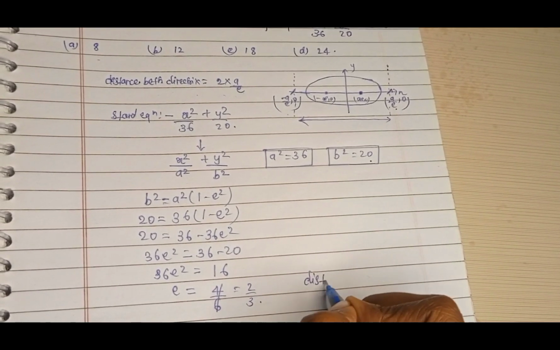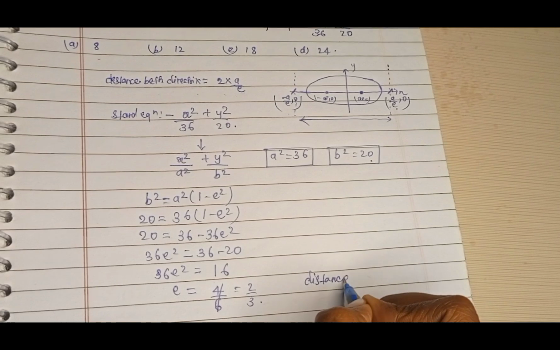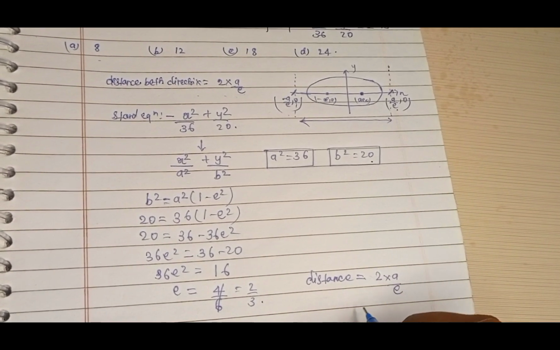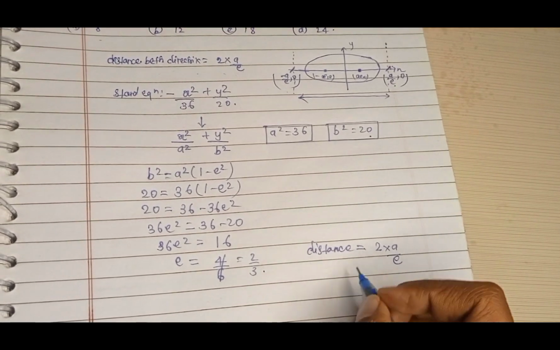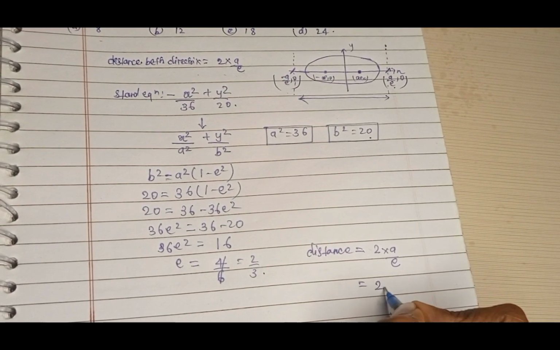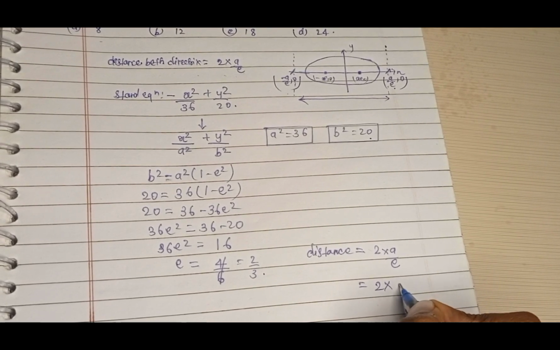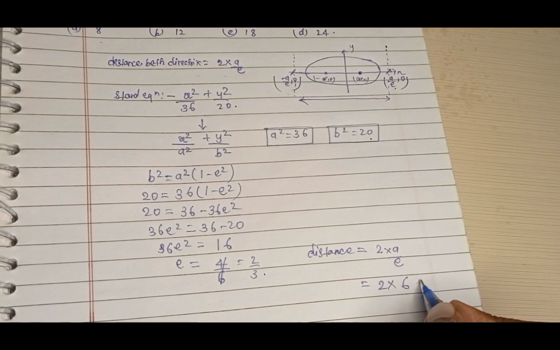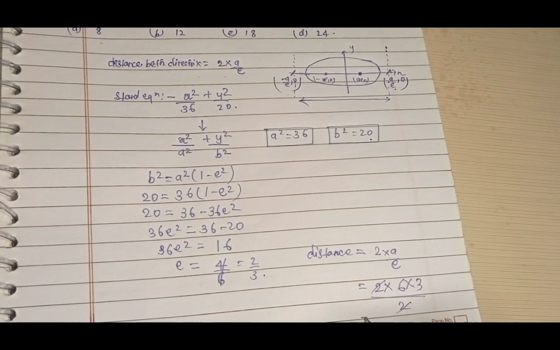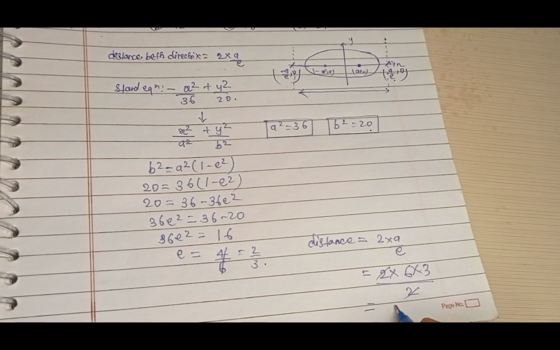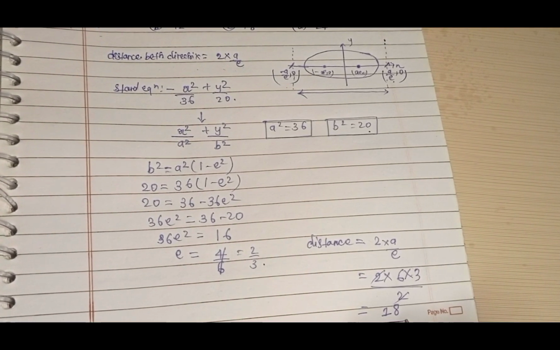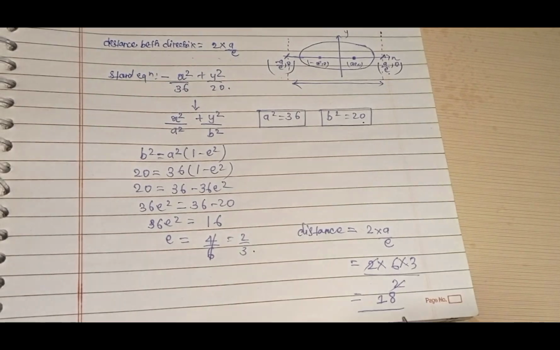The distance is given as 2 times a upon e. We have the value of a and the value of e, so let's put them in. 2 times a, where a is 6, and e is 2 divided by 3, that means 3 by 2. Now we get 18. So the distance between the two directrices comes out to be 18.